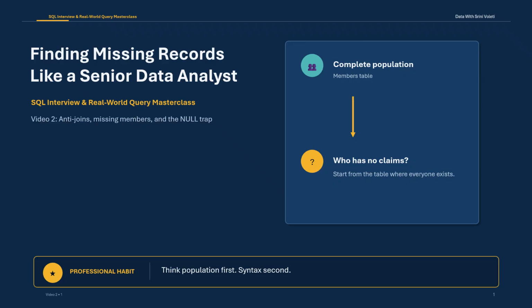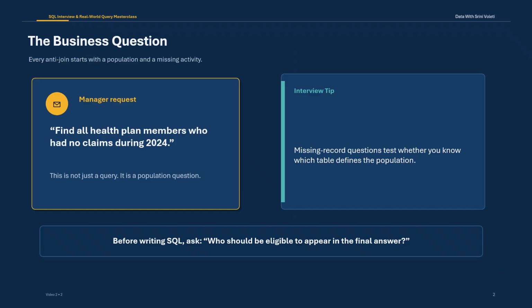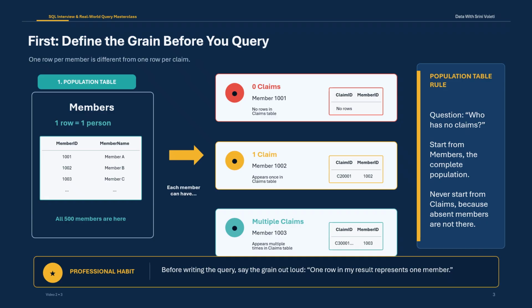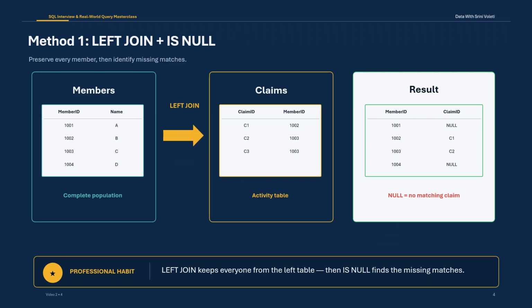Our first anti-join method is left join plus is null. A left join preserves every row from the left table. Since the members define the population, members must be on the left. SQL then looks for matching claims. Members with activity receive the claim ID. Members without activity receive null on the claim side. The result table makes the logic visible. Member 1001 and member 1004 have null claim IDs, which means no matching claims exist. The final where condition keeps only those null matches.